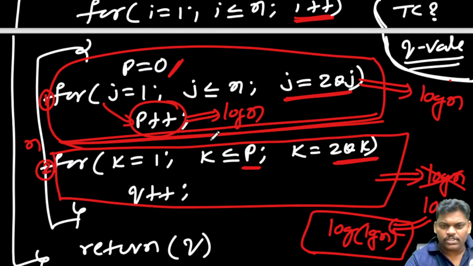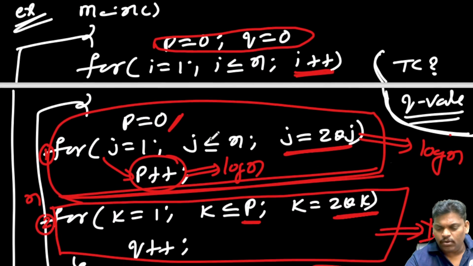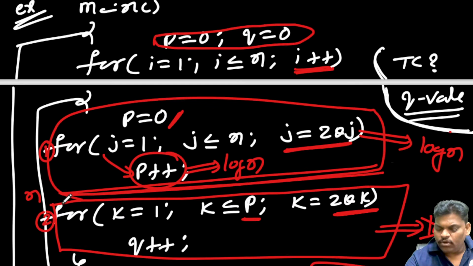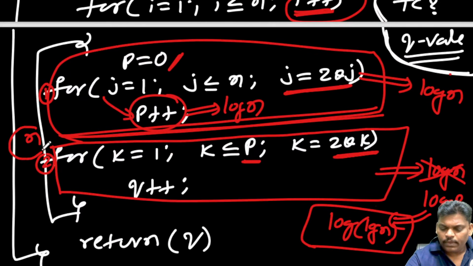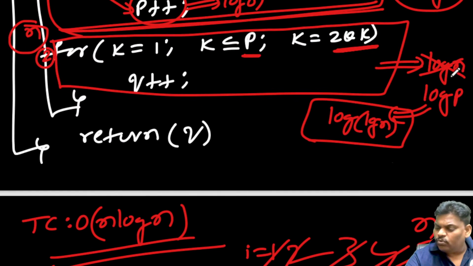First identify the 3 loops. Every loop is executing how many times? The first loop is always plus 1, n time. The second loop is always into 2, log n. The third loop is always into 2, log p.